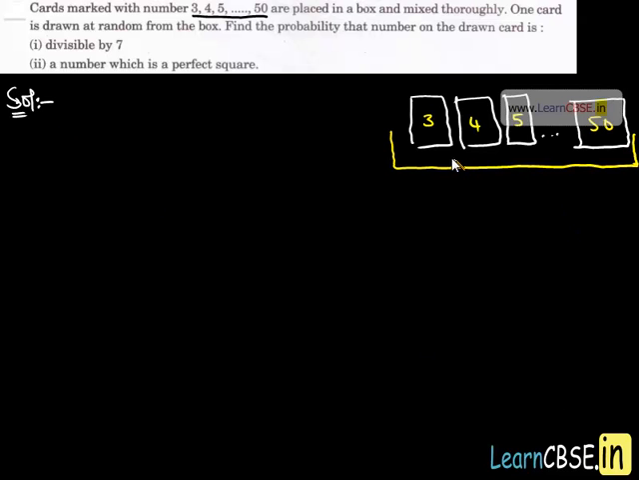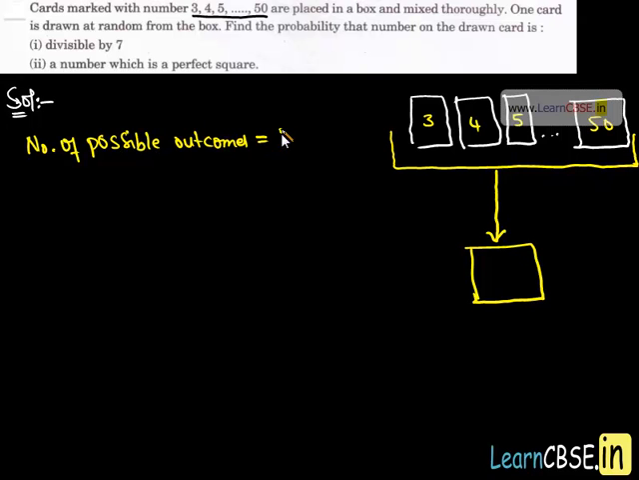Here we have cards marked with numbers 3, 4, 5 and so on up to 50. From these cards, a card is drawn. Totally we have 48 cards. Out of 48 cards, one card can be drawn in 48 ways. So the number of possible outcomes of the random experiment is 48. Let E be the event that the number on the drawn card is divisible by 7.